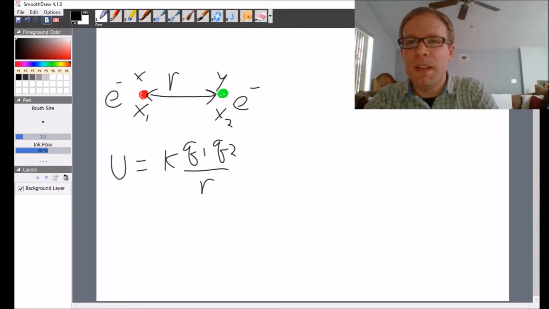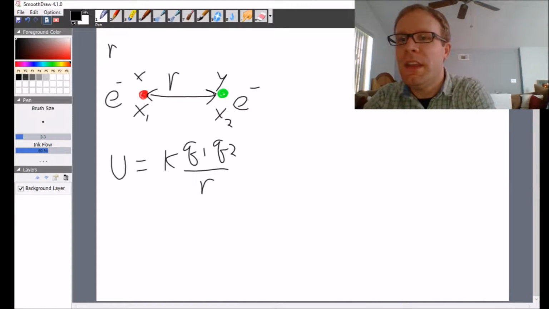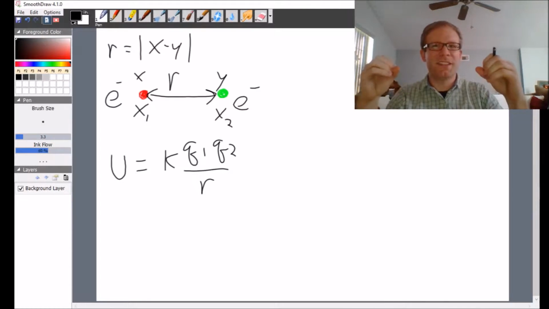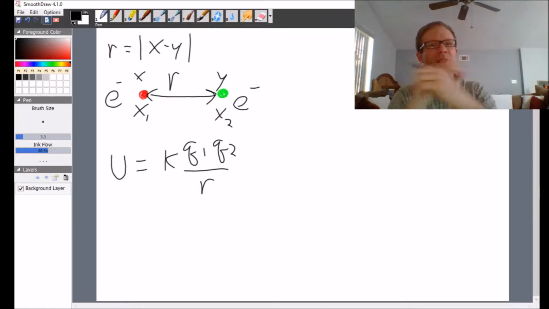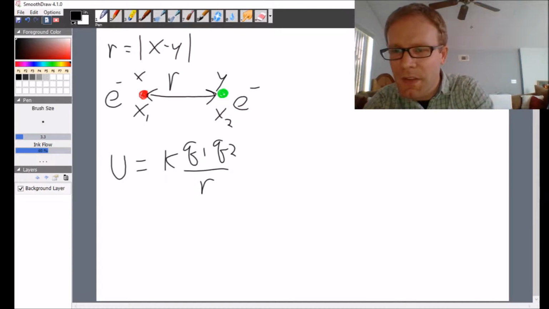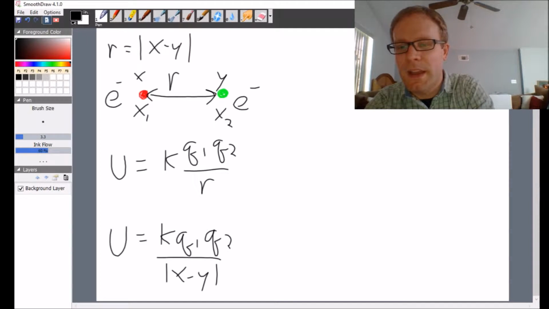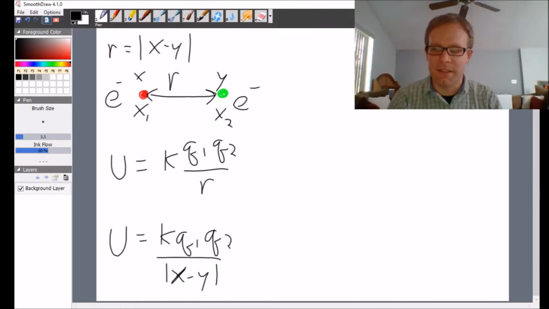And so basically that would mean that my r would equal the absolute value of x minus y. And we're putting in an absolute value because it doesn't really make sense for it to suddenly become negative just because one is on the other side of the other one. So this potential energy in the code is going to be K Q1 Q2 divided by the absolute value of x minus y. And the beautiful thing about absolute value is it doesn't matter whether you call it x minus y or y minus x, because it's the same thing.